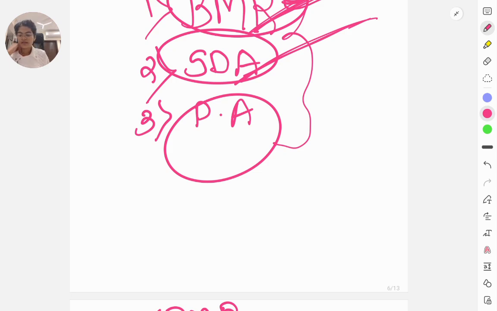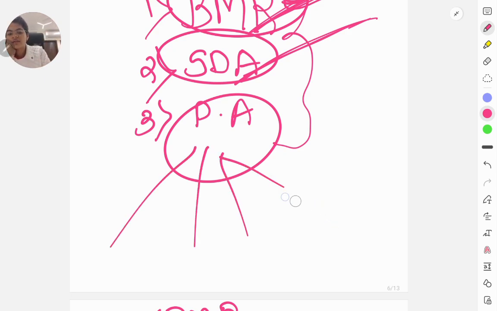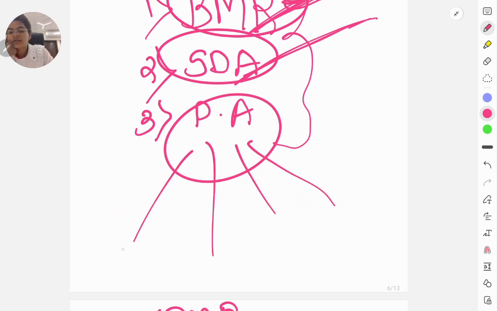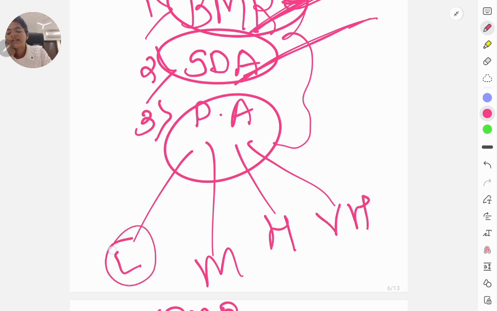Clear? Now, physical activity, 3 types: light, moderate, heavy, very heavy. Okay. Now light is for the teachers or the ones who are office workers.